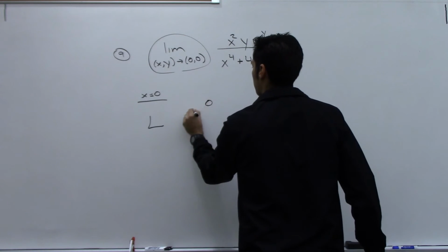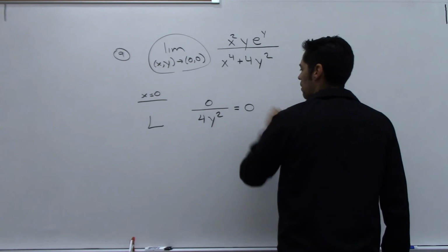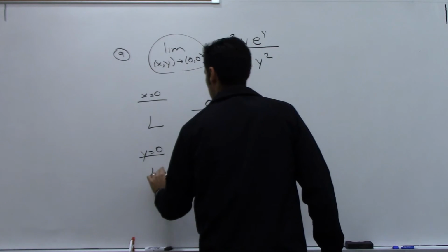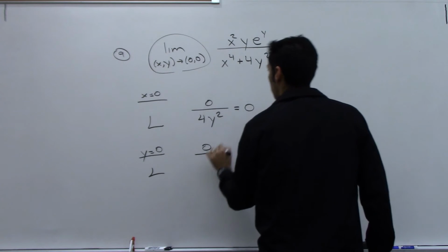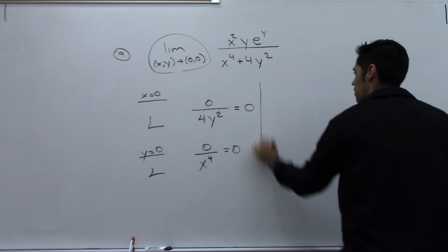I get 0 on top. On the bottom, I get 4y squared. So that's 0. If I let y equal 0, I get the limit, all this stuff. y = 0 kills off the top. I get 0 over x to the 4th. That's 0. Okay, so far so good.